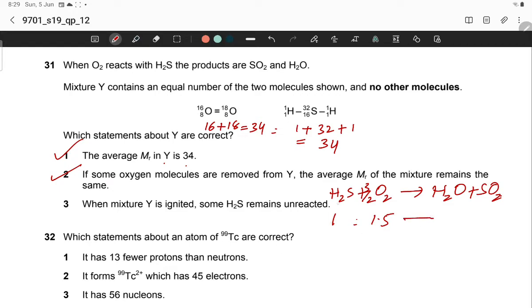So H2S is the excess reactant, so some amount of H2S is left unreacted. So when mixture Y is ignited, some H2S remains unreacted. So this is also correct. 1, 2, 3 are correct. The option is A.